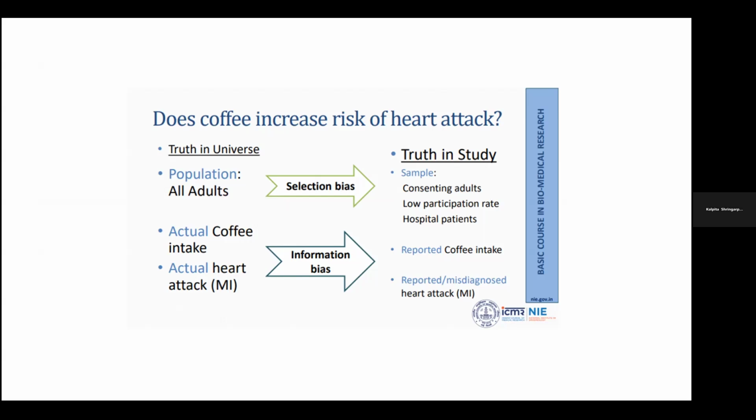There could be some people whom I have taken in the study who are strong coffee drinkers, but the rest of them who are not in the study were not coffee drinkers. This accounts for the selection bias. I'm asking about the actual coffee intake and the actual heart attack. There could be a reported coffee intake which could be lesser or more than the true intake, or there could be misreporting or misdiagnosing of the MI or heart attack. So this accounts for the information bias.